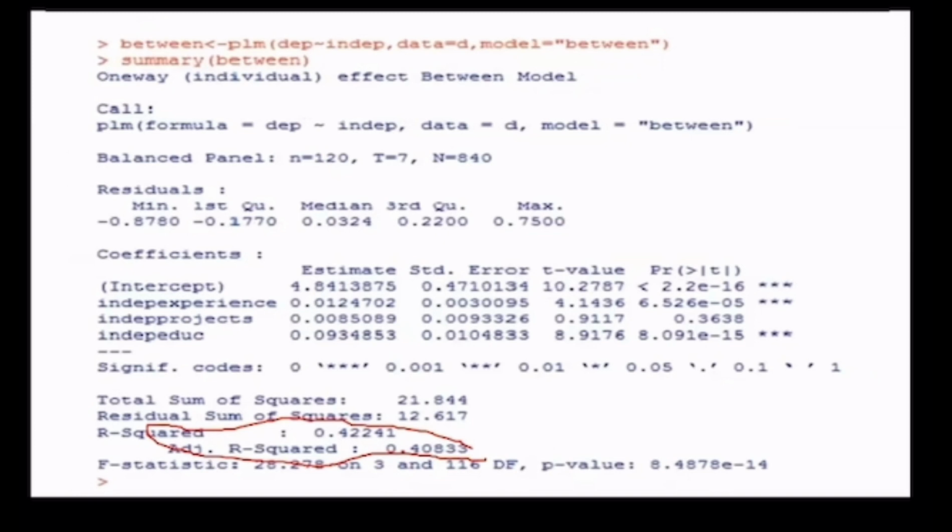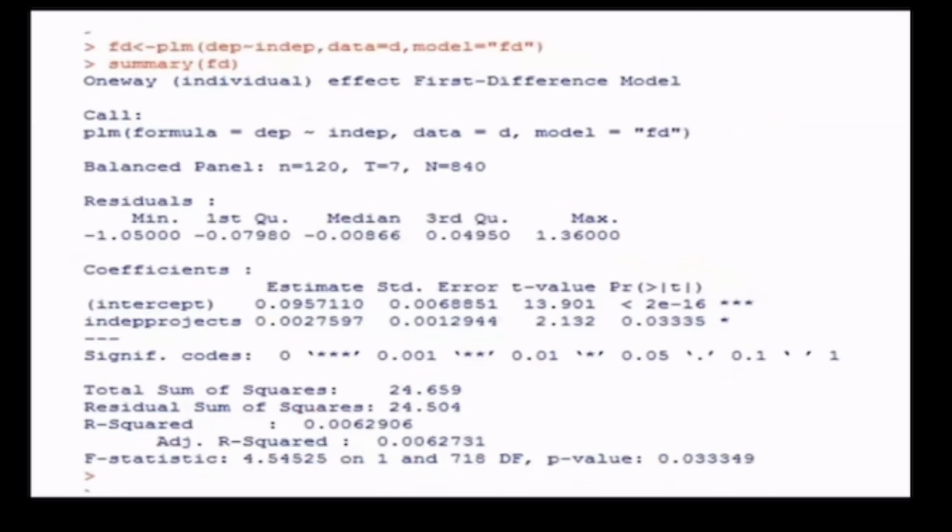Okay, now the next one, first difference, FD. Look at that, FD, first difference. Using the first difference, what has happened? Oh my God, first difference is a bad model. It's a very bad model. Look at the R squared and the adjusted R squared. That is extremely small, very close to zero. First difference is not good at all for this data set. Does that make sense?